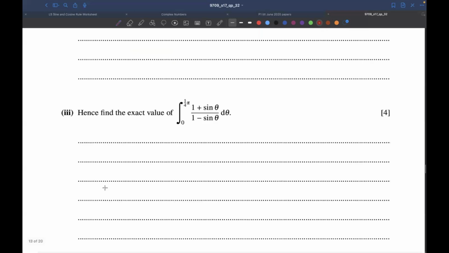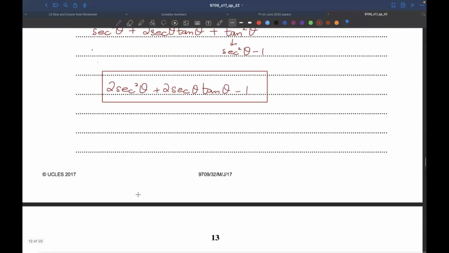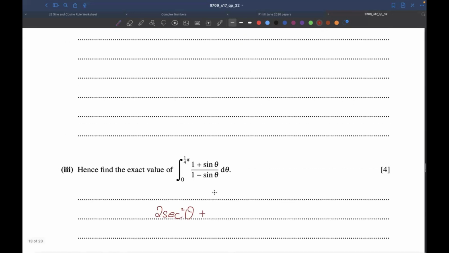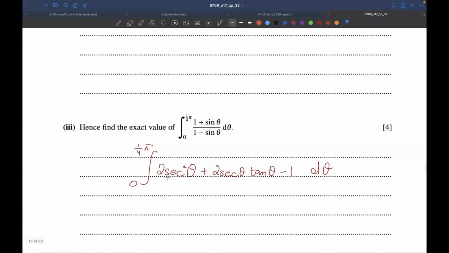And now in the next part, it says, hence find the exact value of the integral of 1 plus sine upon 1 minus sine. Now we can use the identity over here, which is 2 sec square theta plus 2 sec theta tan theta minus 1. So we can write this in place of 1 plus sine upon 1 minus sine. And we have the limits pi upon 4 and 0. And now we have to integrate it. Now we know that the integral of sec square is tan theta. So when we integrate sec square theta, we'll get 2 tan theta over here.